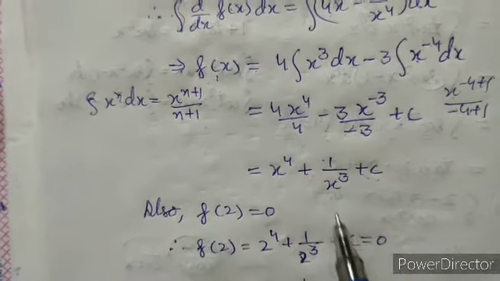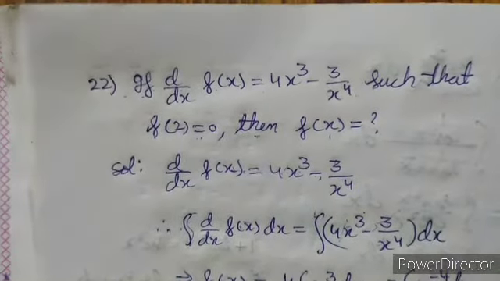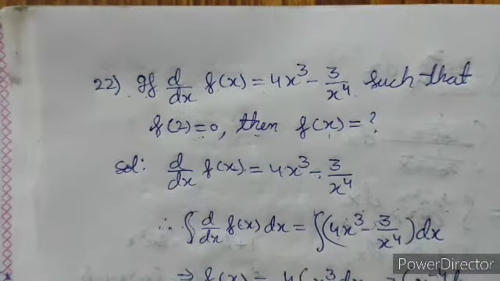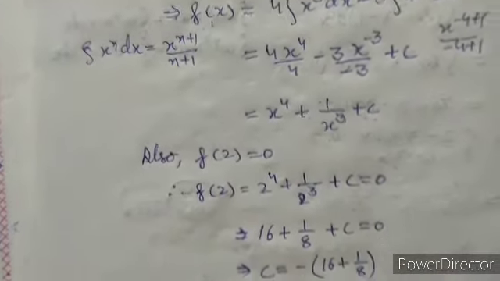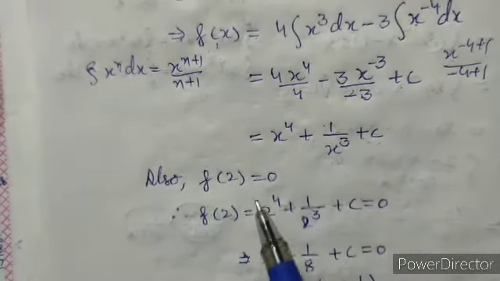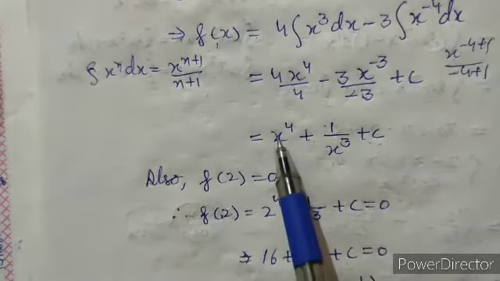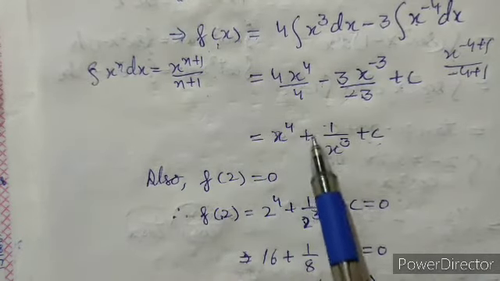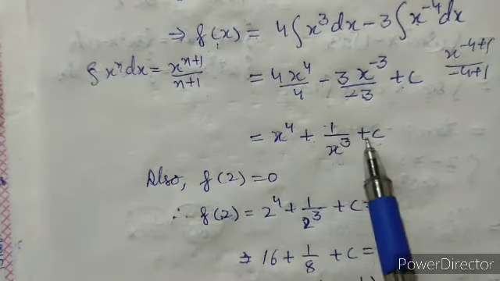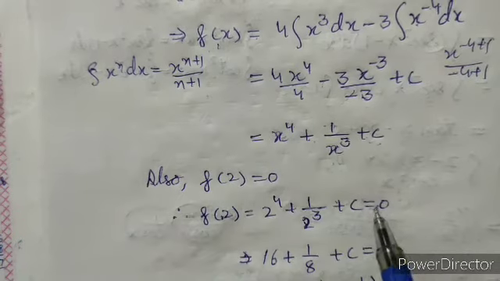Now here it is also given to us that f(2) is equal to 0. So we can say that f(2), that is equal to 2 raised to power 4 plus 1 upon 2 cube plus c, will be equal to 0.